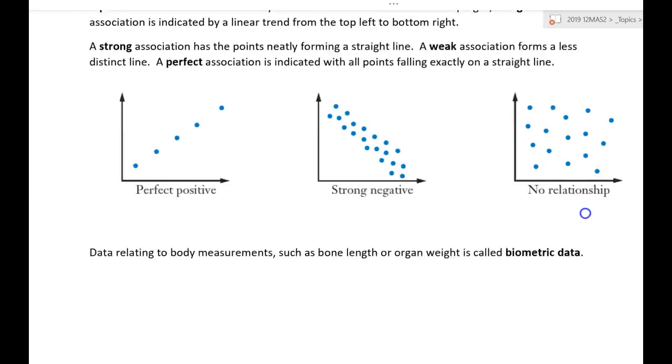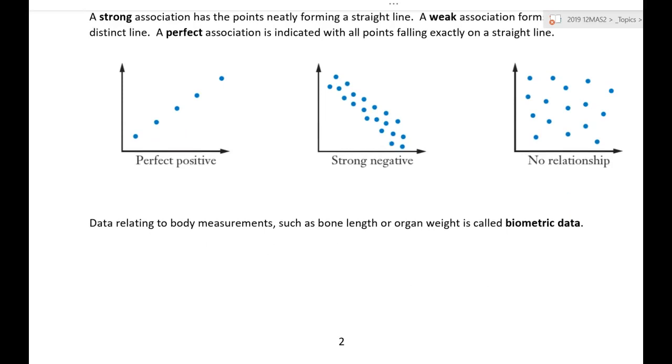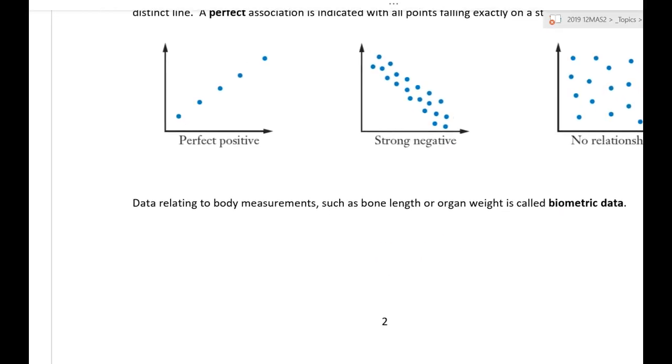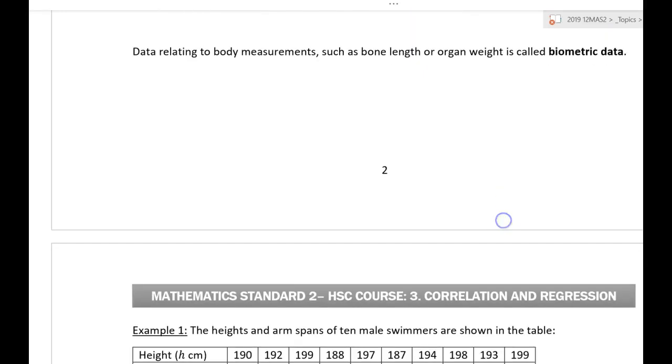Now we can use bivariate data to examine all sorts of things. One of the things we're going to look at is this thing called biometric data, which just means bio meaning life, metric being to measure. We're going to look at things like body measurements, whether that's the lengths of different bones, arms and legs, or height and weight, whatever that is. We will look at some of those sorts of measurements and see if we can observe an association.